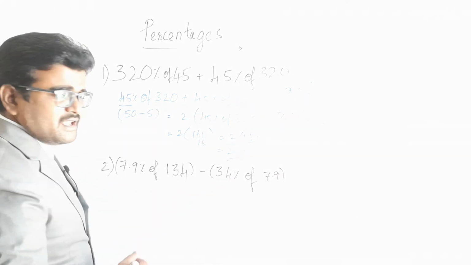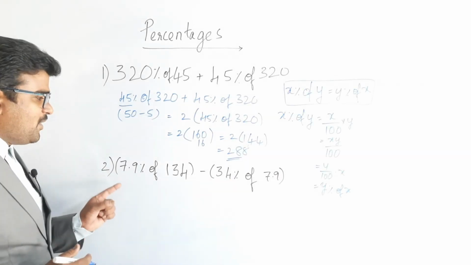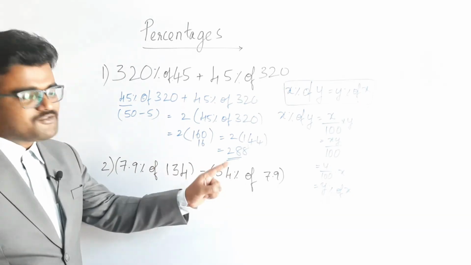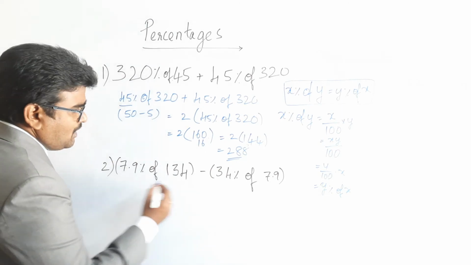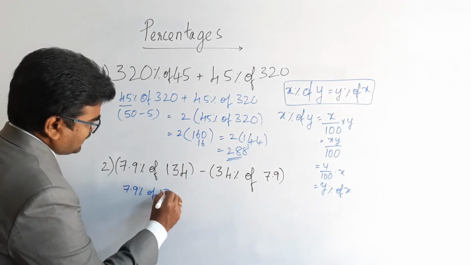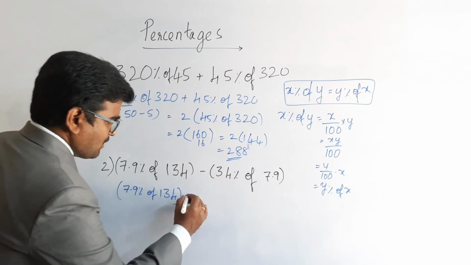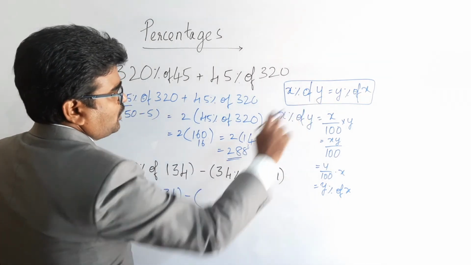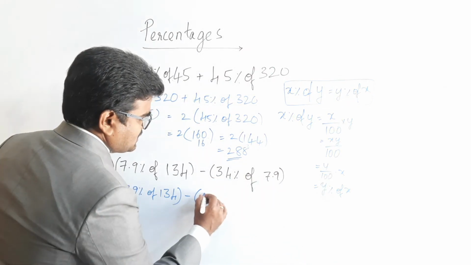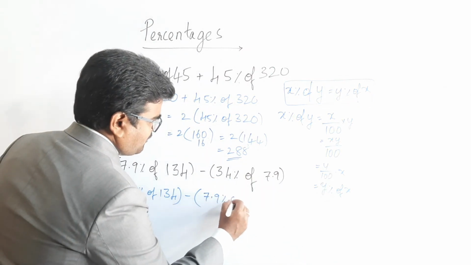Let's consider the second example. What is 7.9% of 134 minus 34% of 7.9? I am writing the same thing: 7.9% of 134 minus, using x percent of y equals y percent of x, I am shifting this. That means 7.9% of 34.